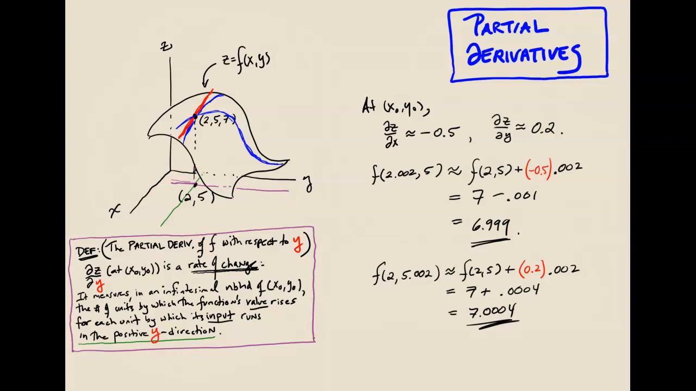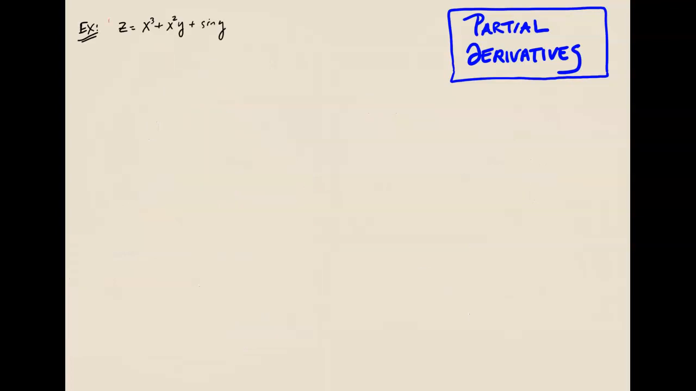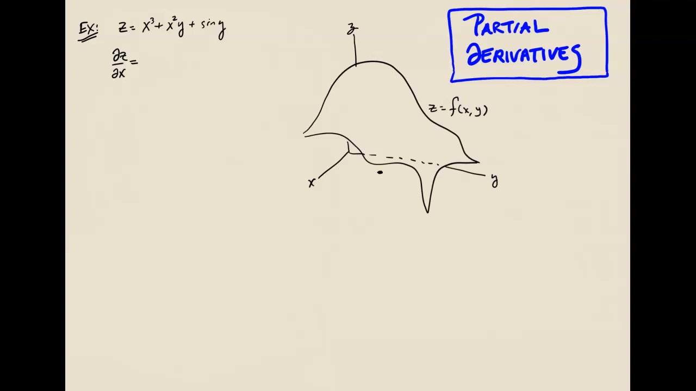Okay, now you should know what partial derivatives are, but the question is, how do we actually compute partial derivatives? Fortunately, it turns out that computing partial derivatives is very, very easy. For example, suppose we have this function of two variables right here, and suppose that we want to compute the partial of z with respect to x. The process for doing it is easy if we remember what's going on geometrically.